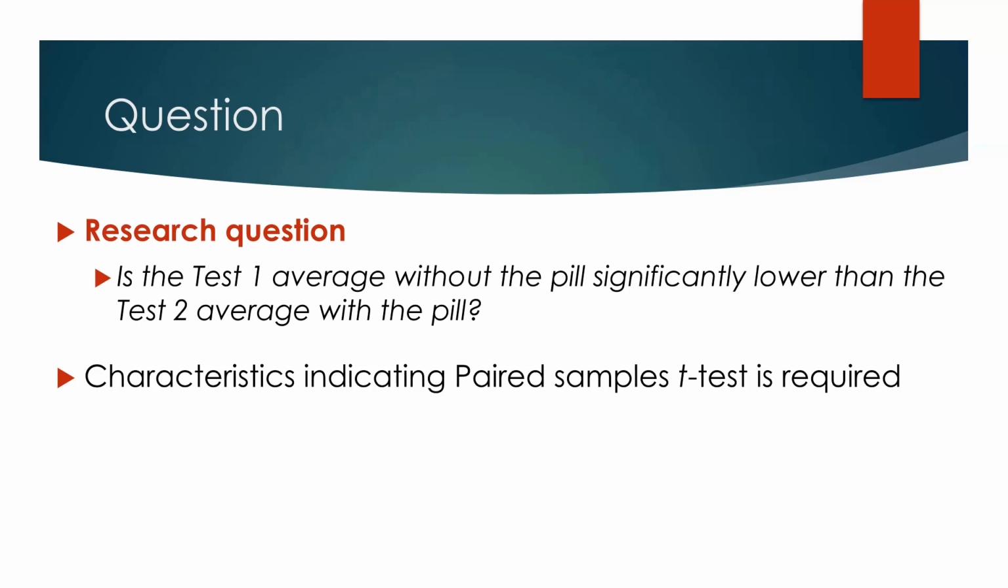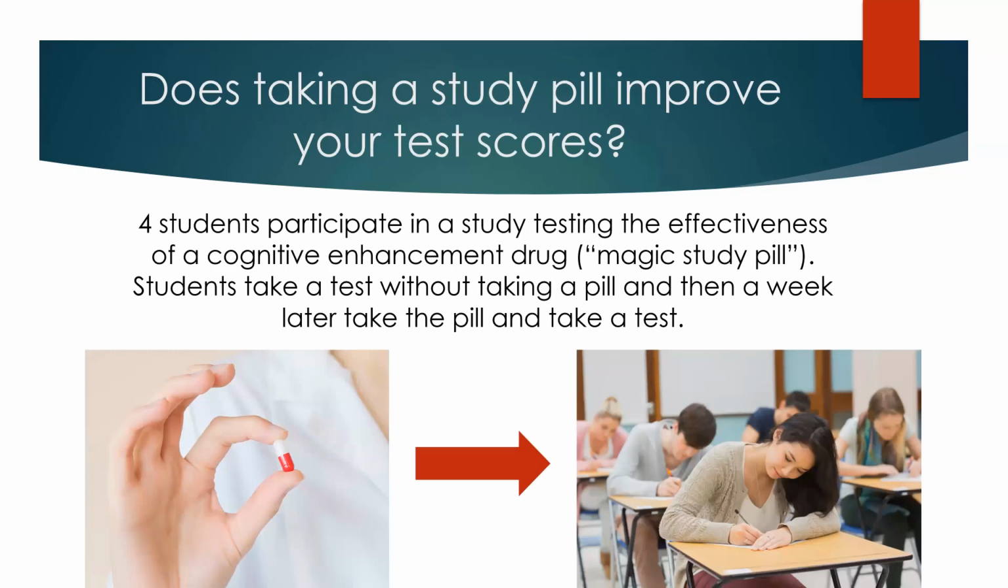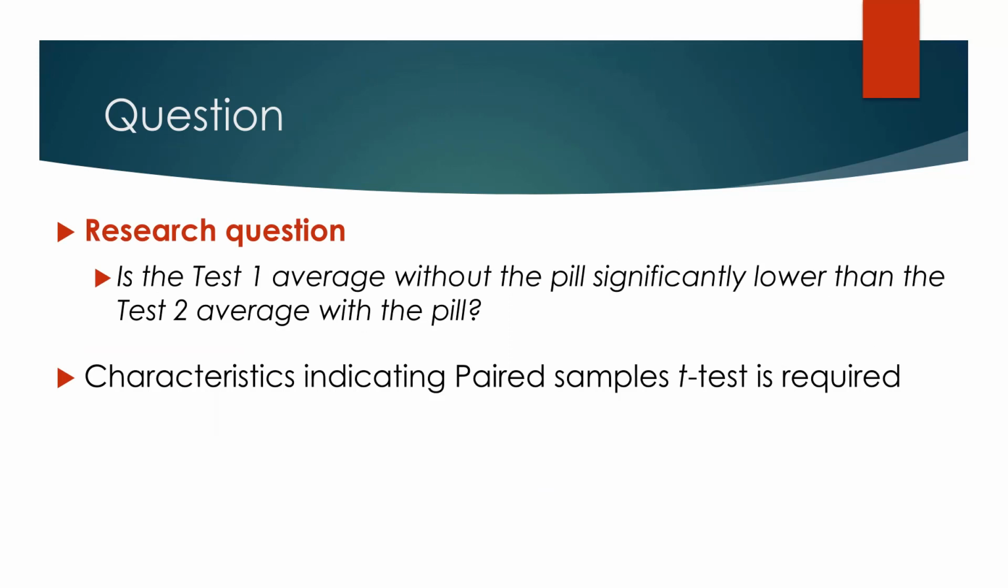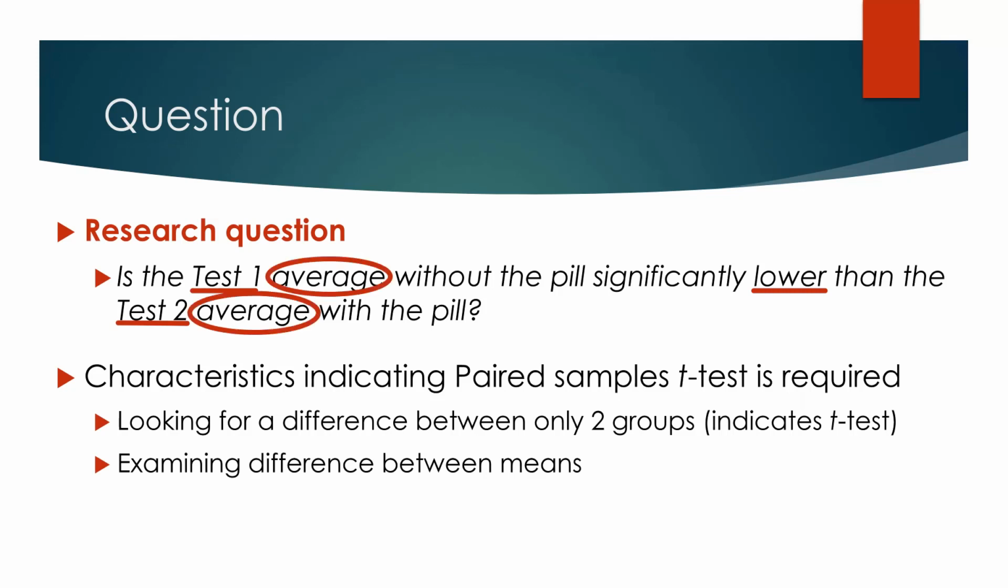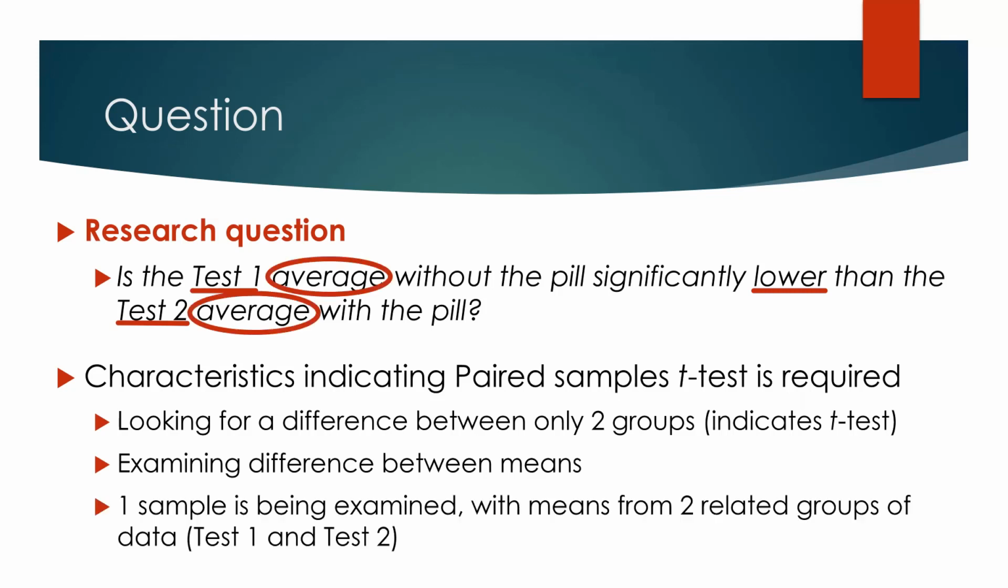So since test 1 in the general question, actually, the general question doesn't specify that, but test 1 comes before test 2, so we'll just make that one the first group. Okay, so is the test 1 average without the pill significantly lower than the test 2 average with the pill? Here are some characteristics here. One, we've got 2 groups, or we've got 2 means that we're looking at here. Second, we see specifying the difference. We have averages, which is means. We have 1 sample that's being examined, 1 group of 4 students. And we have the means of them from 2 different times.